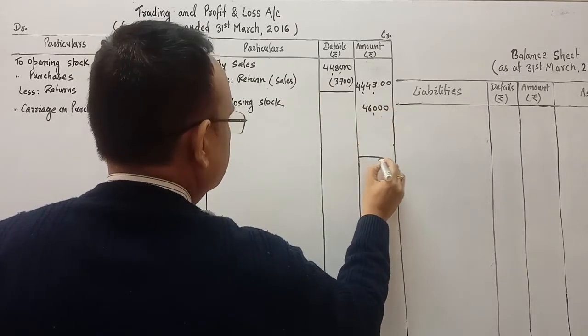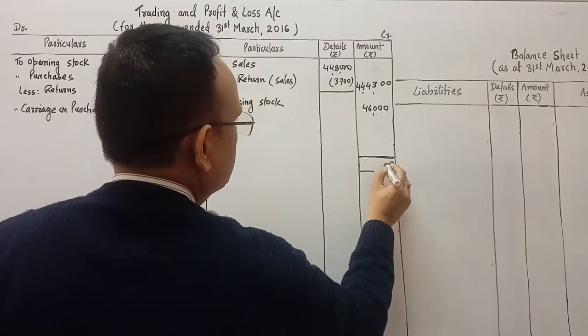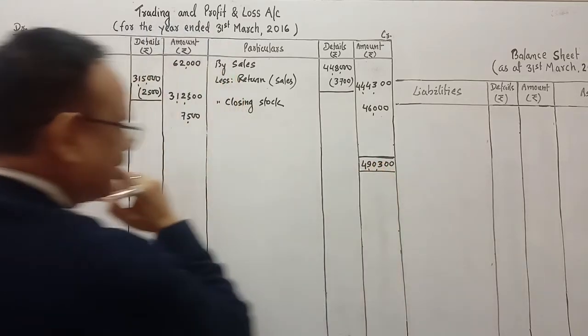Now we'll do the total. Credit side total is more. So we'll do the total of the credit side first. 4,90,300.